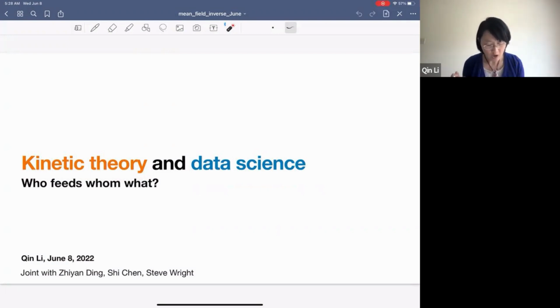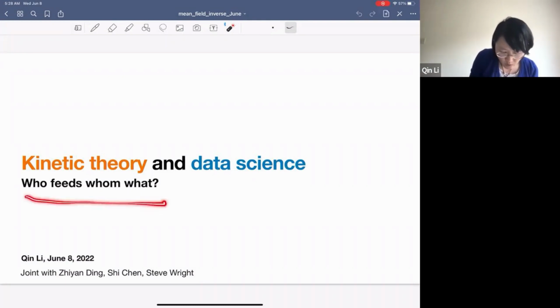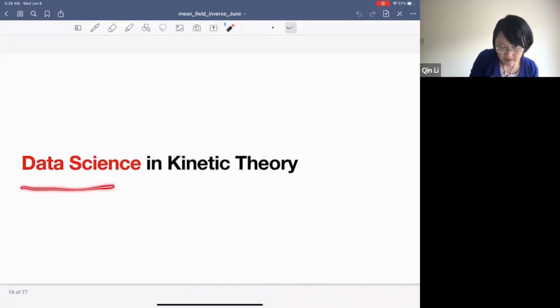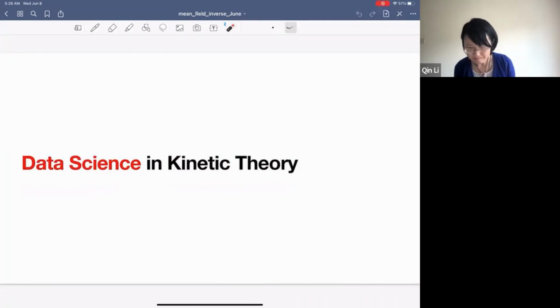So what I would like to argue today is that kinetic theory and data science developed along their own trajectories. But recently they started talking to each other, and some kinetic theory techniques entered into data science and provide some good guidance to prove theorems, etc. And similarly, some data science techniques also entered into kinetic theory to help us understand the kinetic equation better as well. So who feeds what? Let's see how data science gets used in kinetic theory.